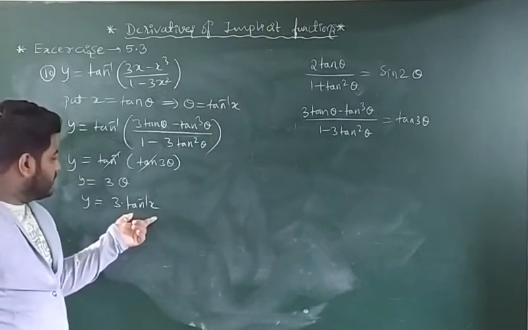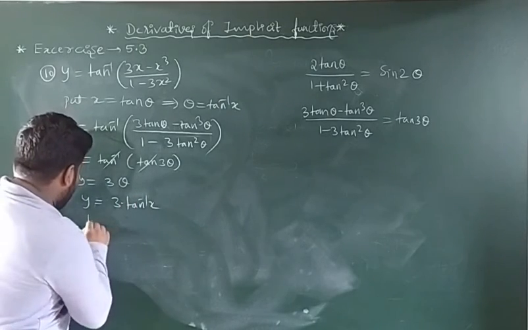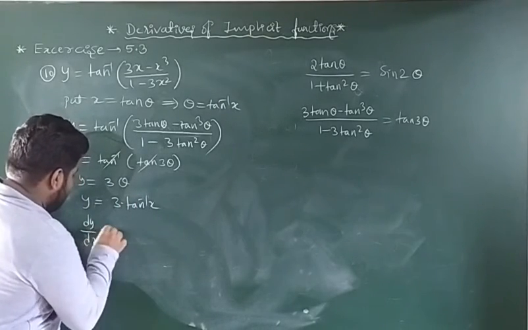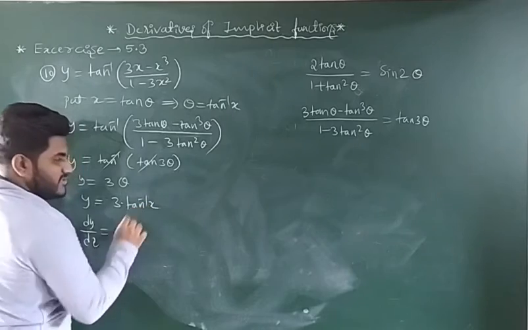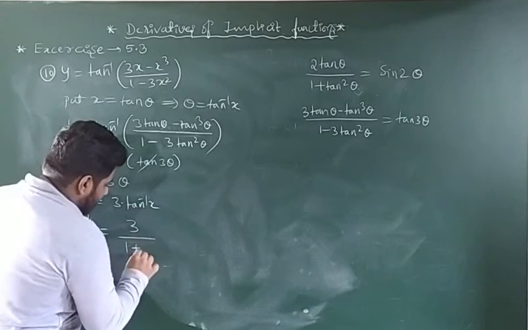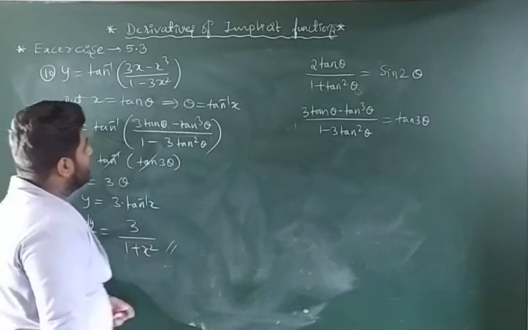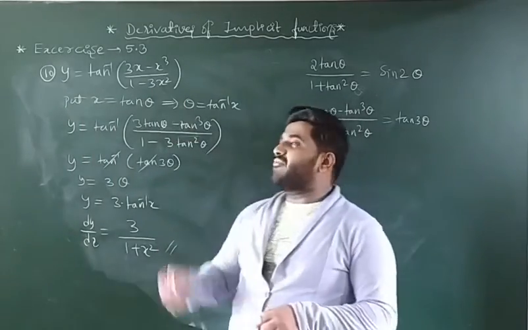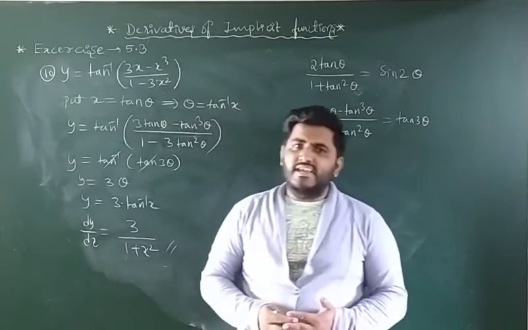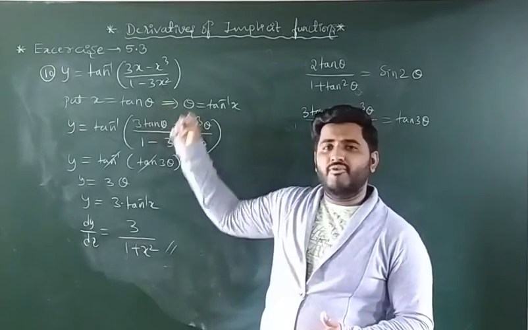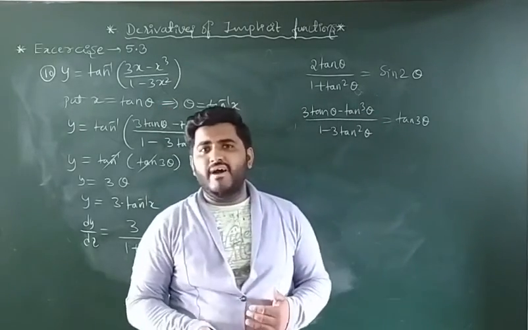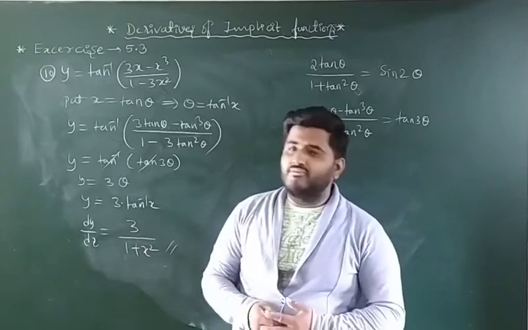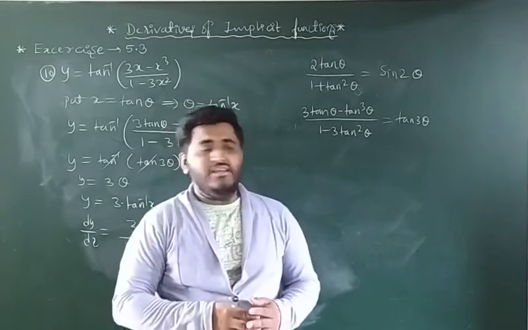Now it is very easy to simplify this one. So dy by dx is equal to 3 as it is. The differential of tan inverse x is 1 divided by 1 plus x square. So this is the derivative of this function. Whenever this type of problem comes, it is very easy to solve by the substitution method, or by the conventional method we did in earlier examples. So next one.